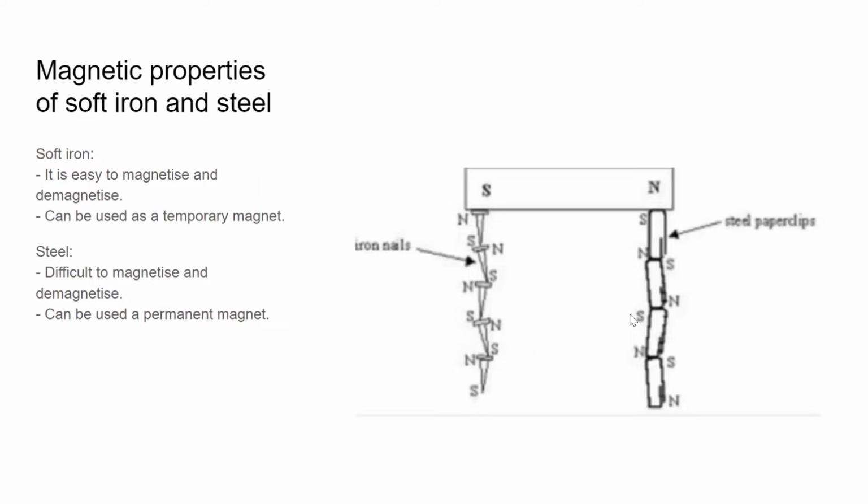So the magnetic properties of soft iron and steel. Soft iron is easy to magnetize and demagnetize and is used as a temporary magnet. Steel is difficult to magnetize and demagnetize and is used as a permanent magnet. We can confirm this because there are 5 iron nails attracted to the magnet and there are only 4 steel paper clips. And when we want to take the nails off, it's going to be easier to take these off than this. This shows that it's difficult to demagnetize the steel clips.